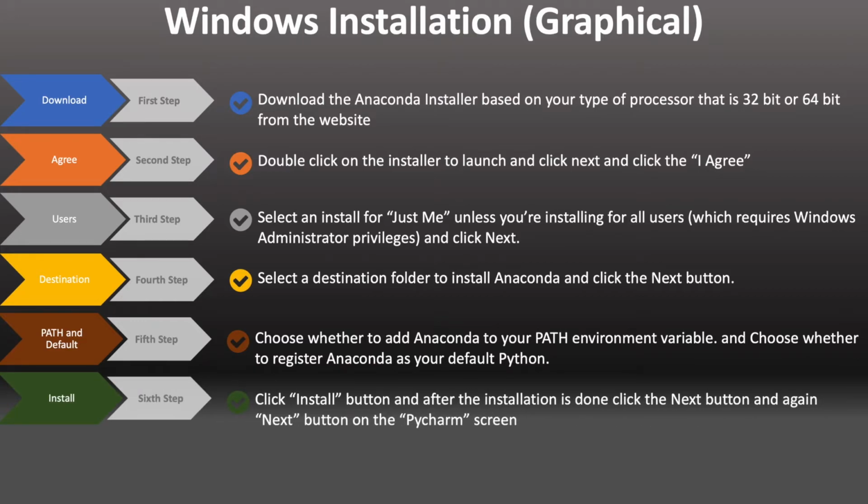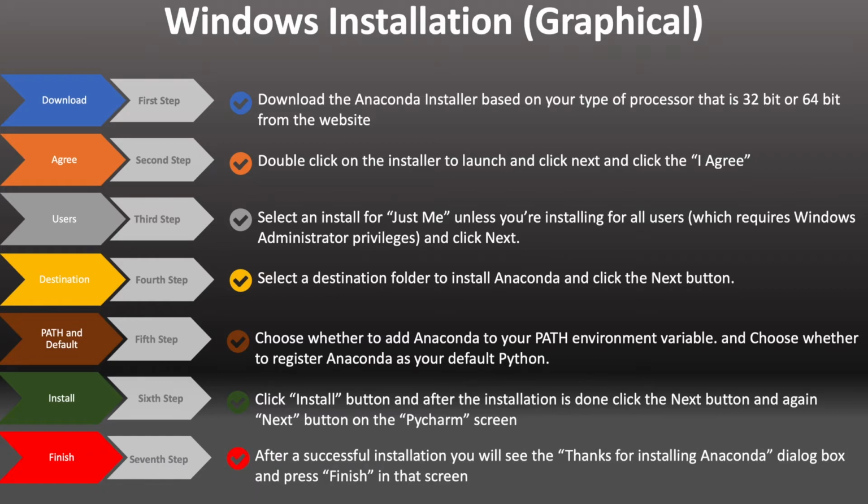Next, click install. After the installation is done, click the next button and again the next button on the PyCharm screen. PyCharm is an optional installation and we will discuss it later. After successful installation, you will see the thanks for installing Anaconda dialog box and press finish to complete the installation.